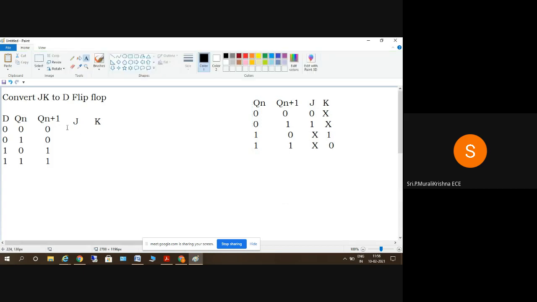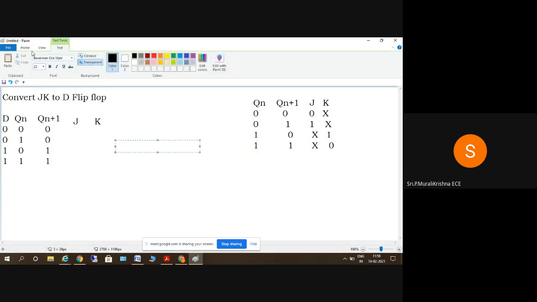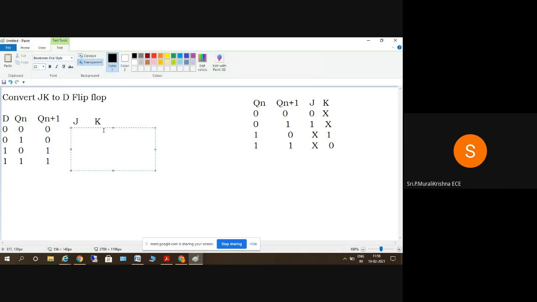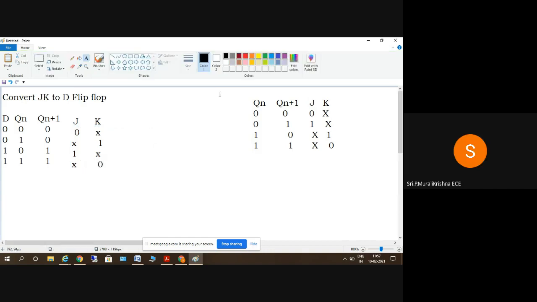Now tell me the values of J and K here. So 0 0 gives 0, don't care. And next we'll be having 0 1, so 1, don't care. Then 1 0, don't care 1. And 1 1, don't care 0. So now find the equations for J and K.